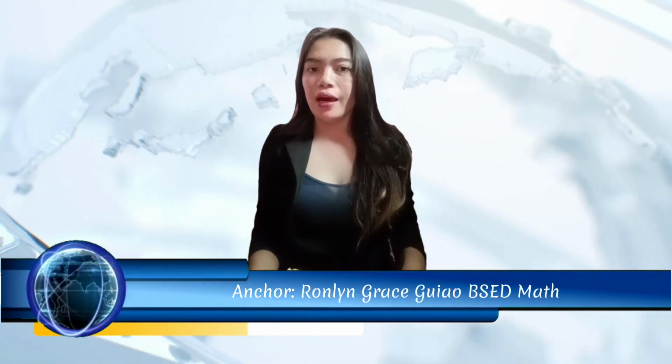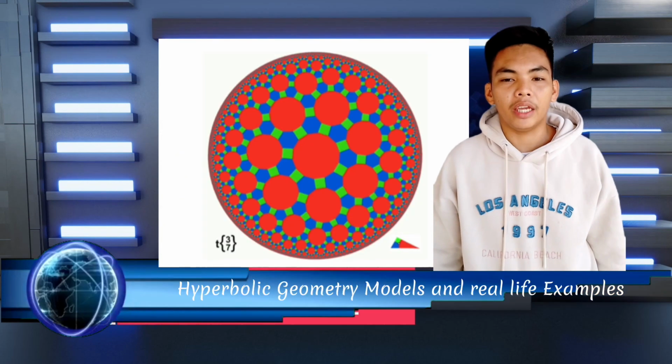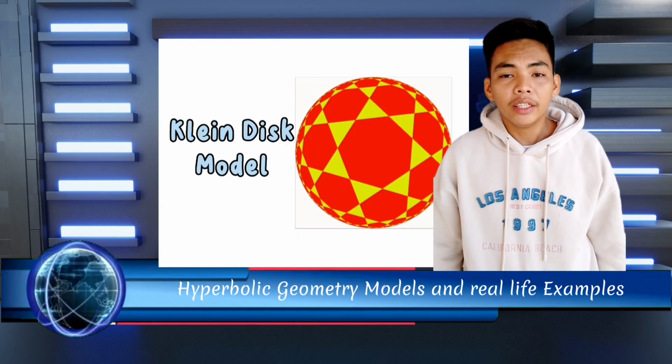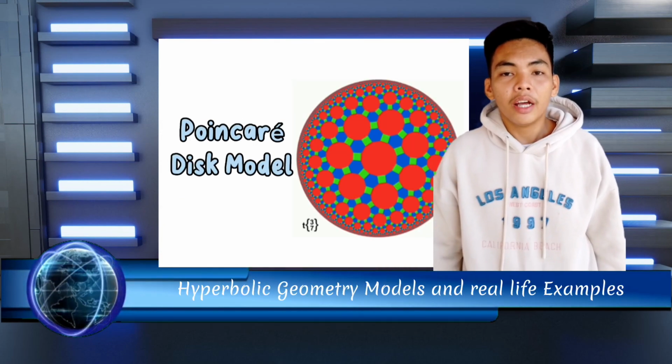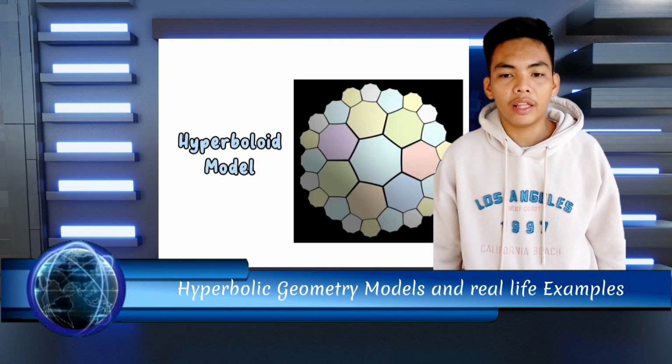Thank you, Ms. Sunshine. Find out the hyperbolic geometry models and the hyperbolic real-life examples. Rexford Tima on the screen. There are four models commonly used for hyperbolic geometry. These are the Klein model, the Poincare disk model, the Poincare half-plane model, and the Lorentz or hyperboloid model.